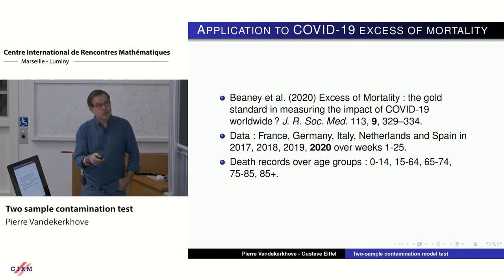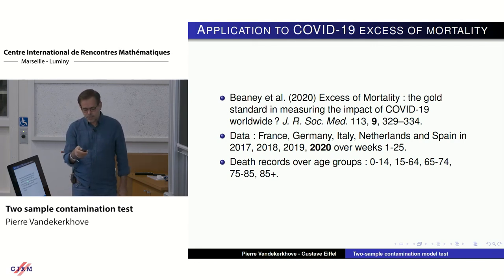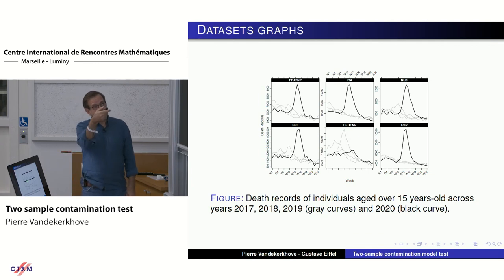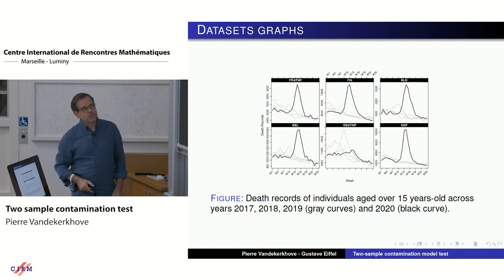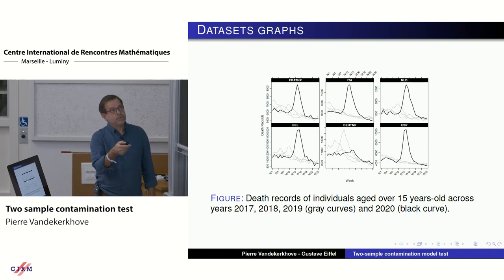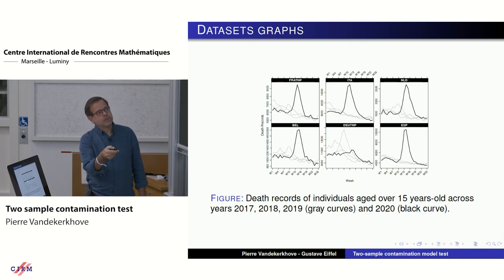So we look at the mortality over these categories of ages, and we try to understand if there is a distortion of the standard profile due to COVID. If we look at the data now of the basic mortalities during the early times of the pandemic, we clearly have a big bump of mortality, except in Germany here, but in Spain and so on, it was really dramatic.